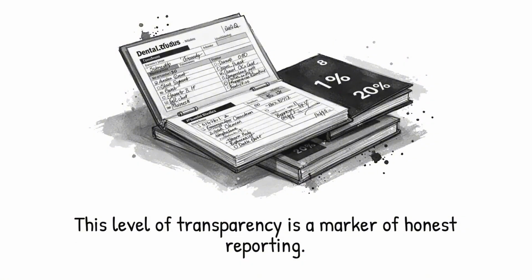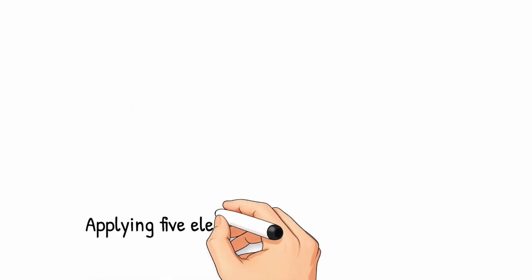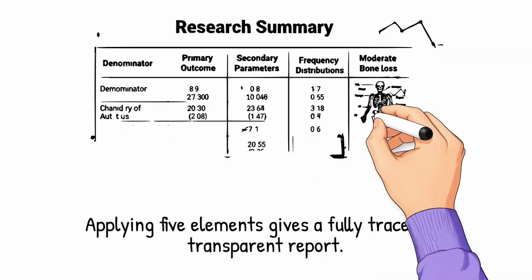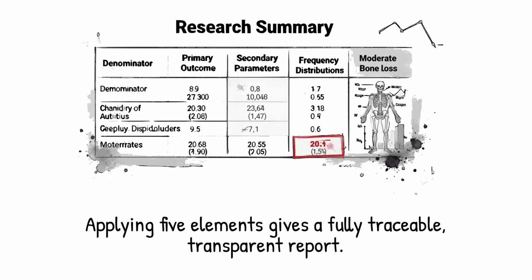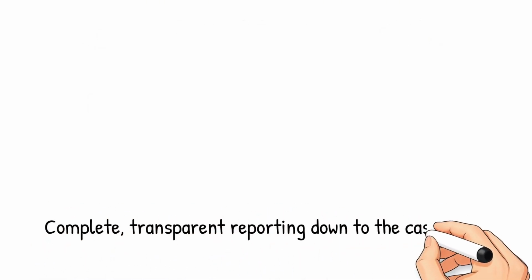So here is what applying all 5 elements gives you: a consistent denominator throughout, a clearly prioritized primary outcome reported exactly as promised, secondary parameters that add texture without overshadowing it, frequency distributions revealing real variability the means conceal. Most importantly, that over a third of implants showed at least moderate bone loss despite a reassuring average. And complete transparent reporting down to the case level.